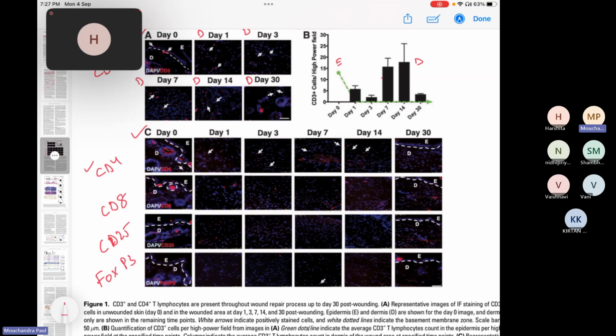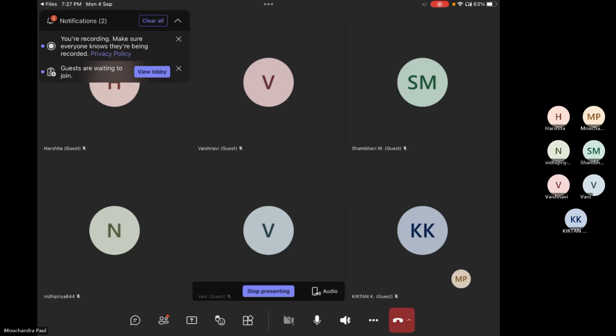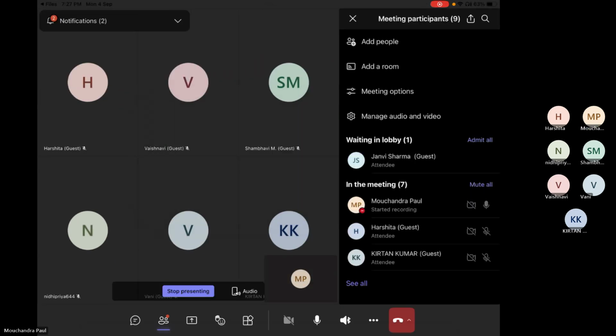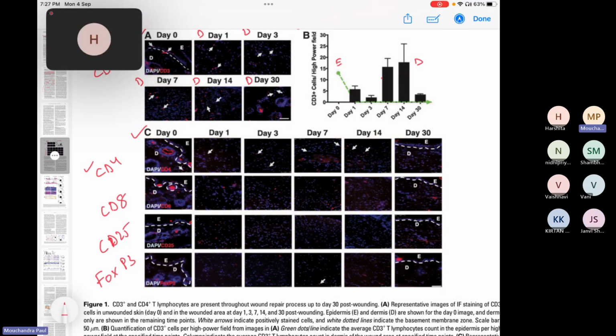Now, similar results were observed for CD4 T cells, where the white arrow shows where the CD4 T cells are present in the epidermis and dermis layer. But they could not observe CD8 cells, CD25 cells, and FOXP3 cells in the dermis. You can see there are no white arrows for CD8 cells and CD25 cells.